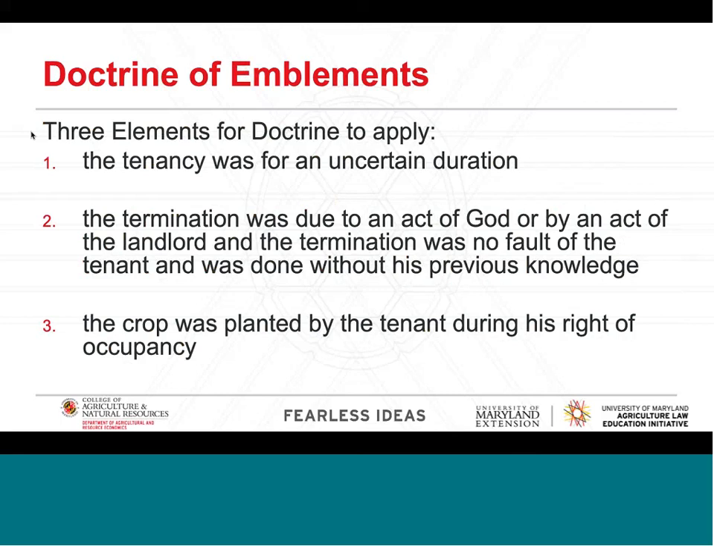When does this doctrine apply? The uncertain duration, we go back to that lease where it continues on until terminated. That's an uncertain duration because we don't know when it's going to terminate unless it's in that first year. The termination has to be due to an act of God or an act by the landlord. If you forget to pay your rent on time or do something that puts you in breach of the lease, that's not through an act of God or an act of the landlord. That's on your own act, and that's your own fault, and this doctrine doesn't apply.